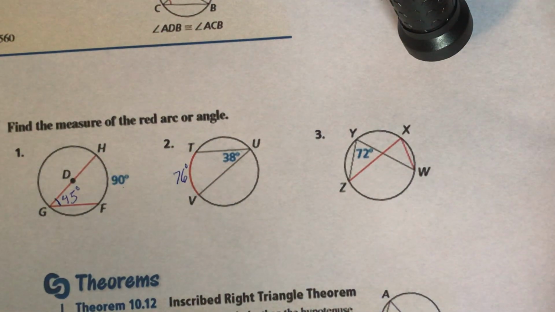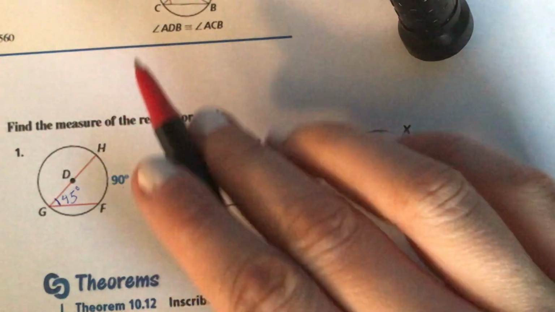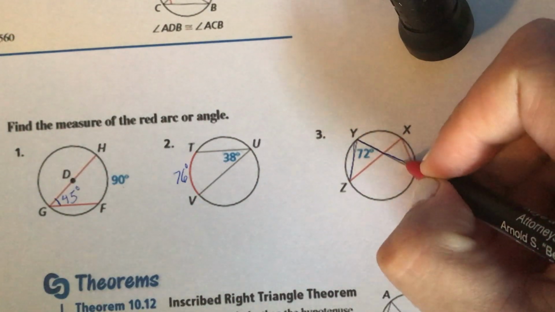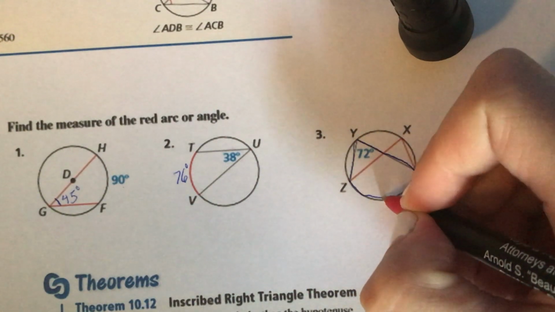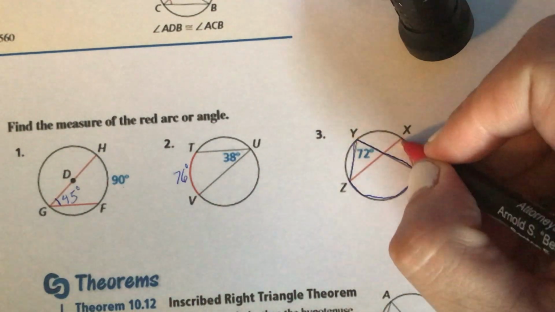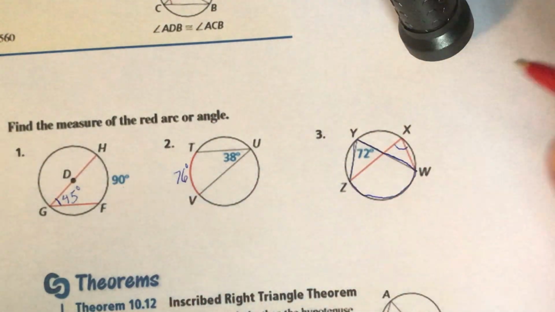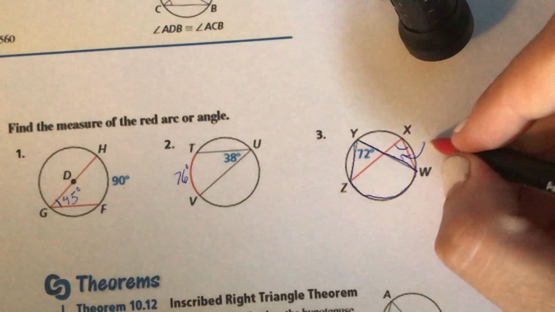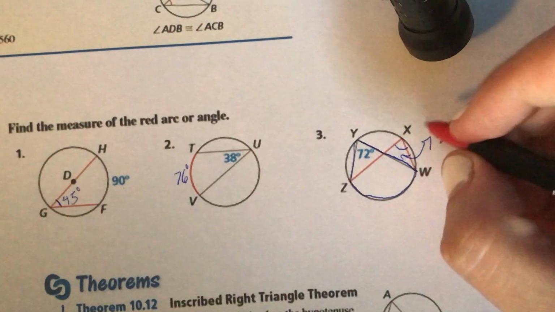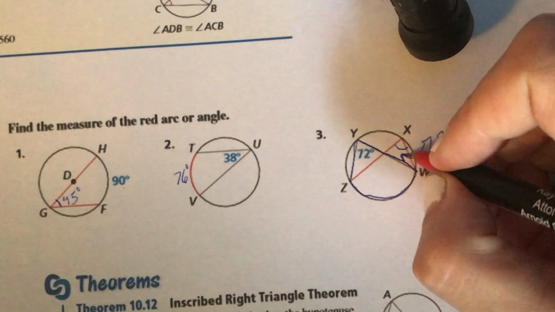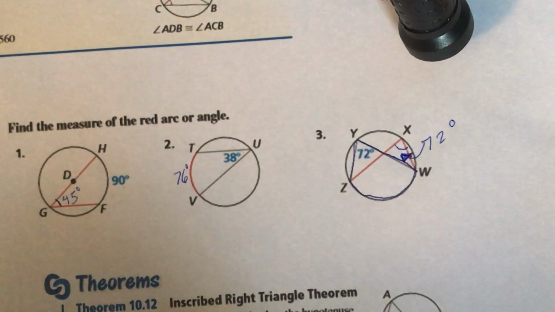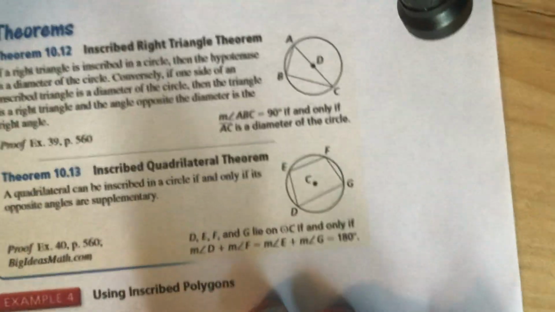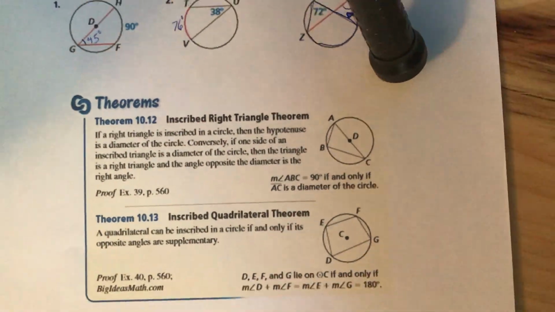All right, and then over here, we're going to use the theorem that we just talked about. If I know this part right here is intercepted by the arc ZW, then this red angle is also intercepted by the same arc, so I can conclude that this is 72 degrees. Okay, so that right there is 72 degrees. Pretty straightforward. All right, so let's move down to these other theorems.